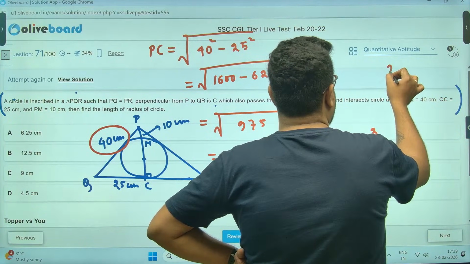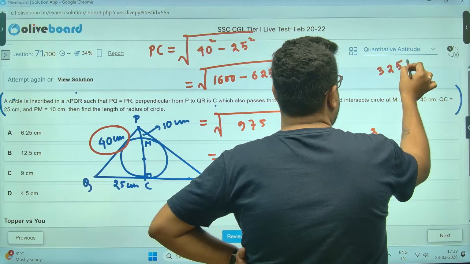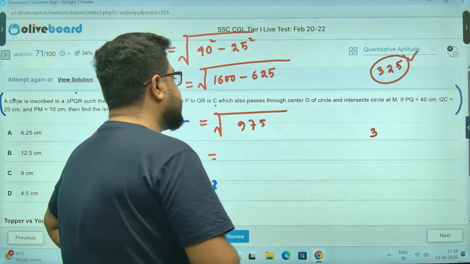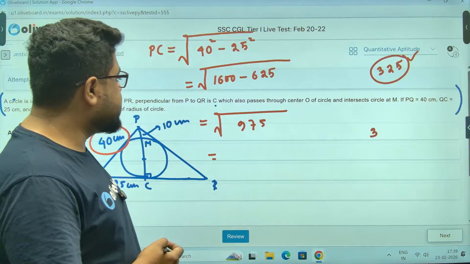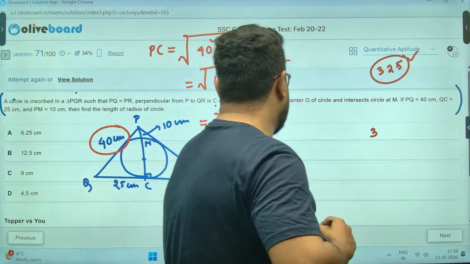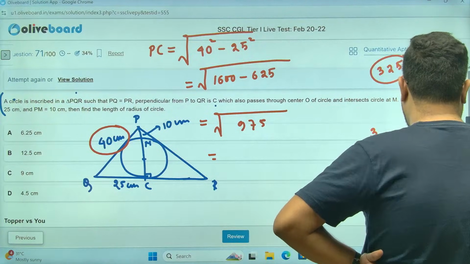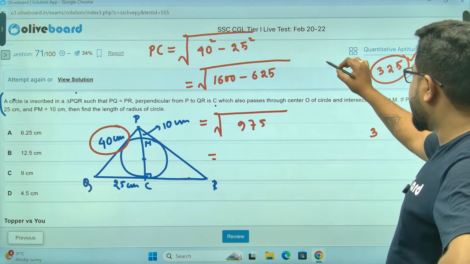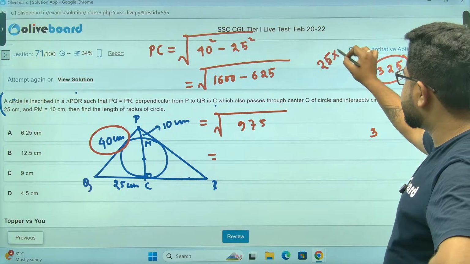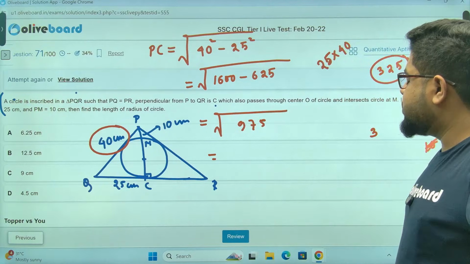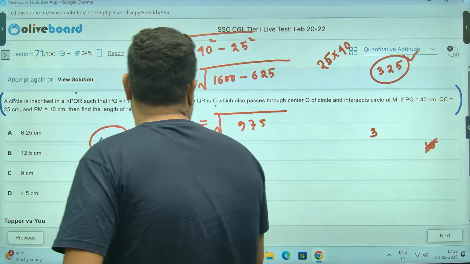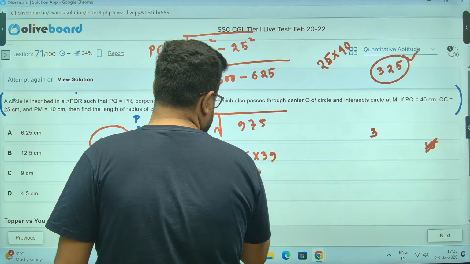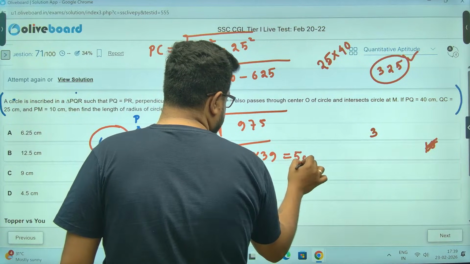75, meaning 325, that is 13. 3 into 13, yes, I'm getting the same thing, right? 25 into 40 is 1000. So 25 into 39, I'm getting. 5 root 39.